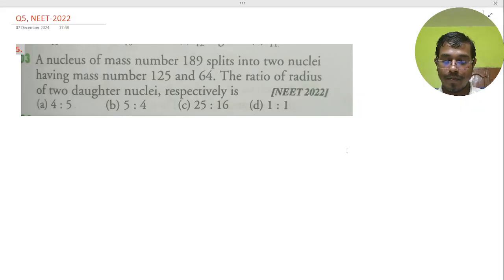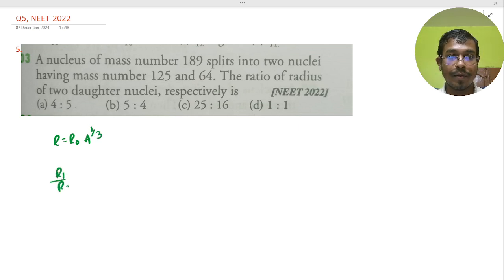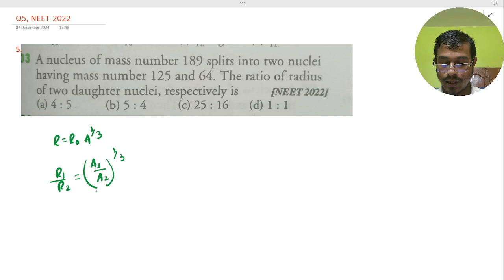A nucleus of mass number 189 splits into two nuclei having mass numbers 125 and 64. Find the ratio of the daughter nuclei radii. Basically we know the equation r equals r naught A to the power 1/3. So r1 by r2 is equal to A1 by A2 to the power 1/3. Put this value, 125 by 64 to the power 1/3. You get the result 5 by 4. So coming in NEET, 5 by 4, B option is correct.